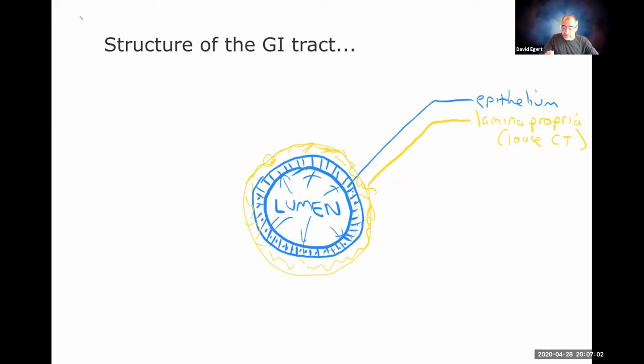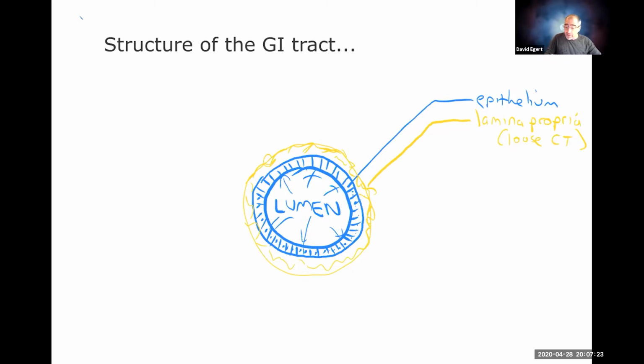And I should mention this epithelium, I've drawn it here as a nice smooth circle, but it's often heavily folded into all sorts of little folds and fingers or pockets or grooves or holes. We'll look at all the different versions of heavily folding to increase surface area as we continue on.